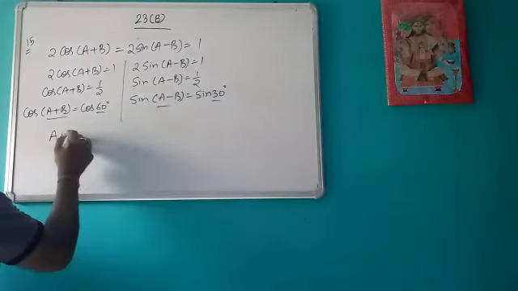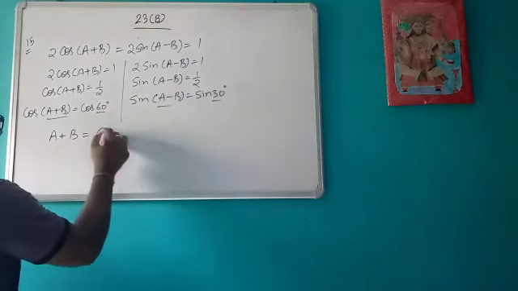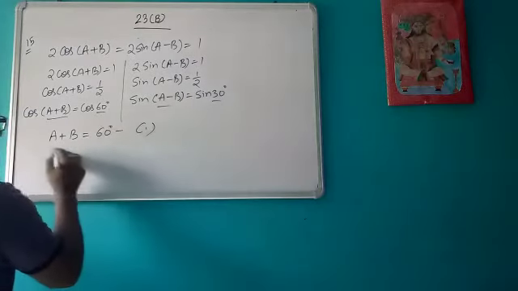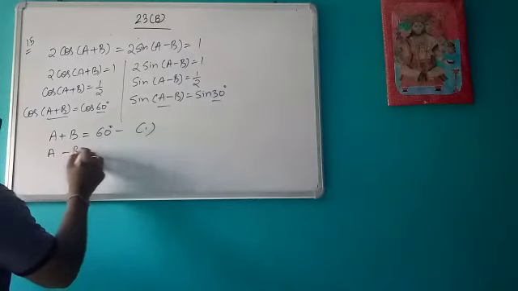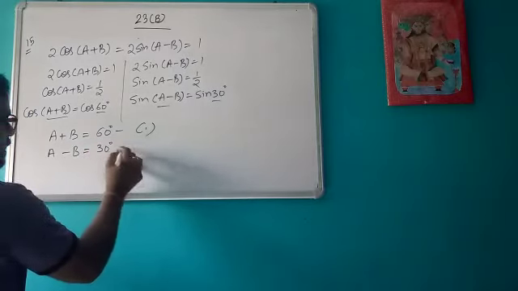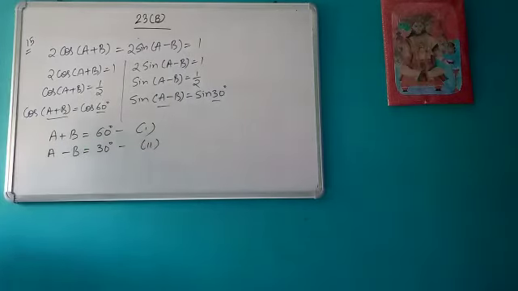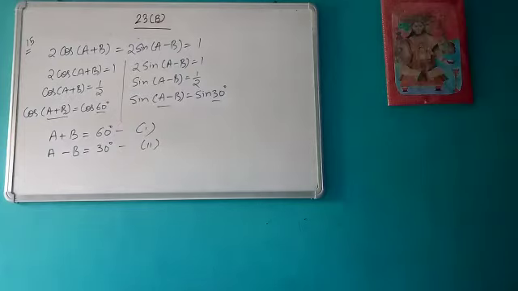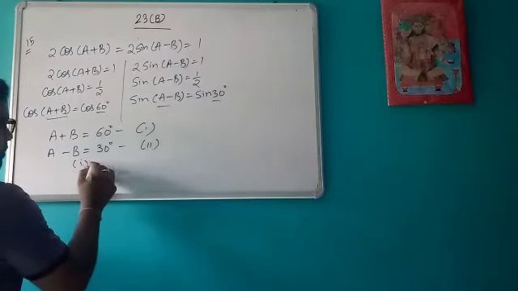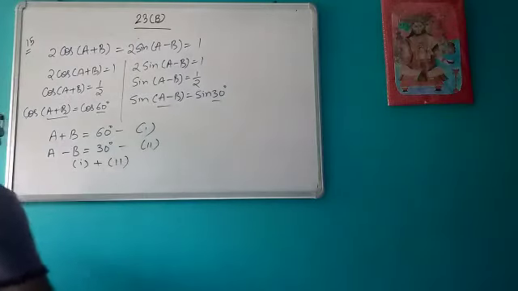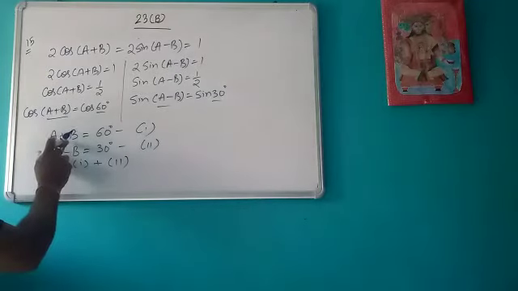You will get A plus B is equals to 60 degree. This is our first equation. And here you will get A minus B equals to 30 degree. This is our second equation. So what we will do? We will add these two equations. Why? Because we have to eliminate one of the variables. So we are eliminating B.